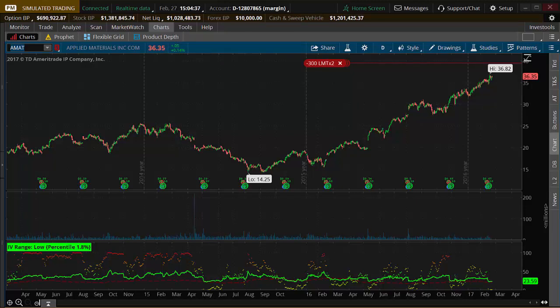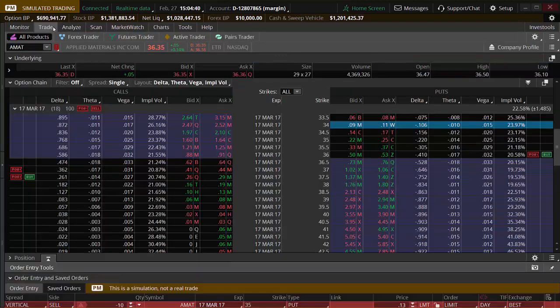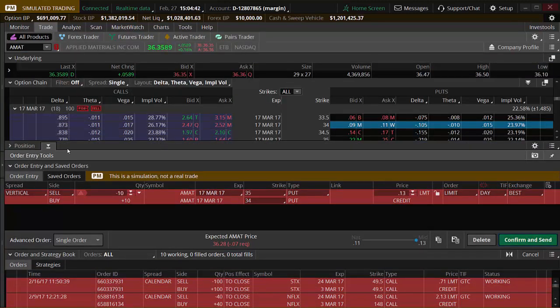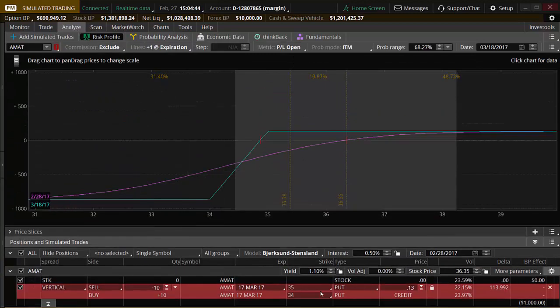I'm going to be using the March expirations, and in this case, I've already set up a trade, and we're going to analyze it. I'm using a 35 strike put expiring on March 17th. That is short, with a long 34 strike put expiring on March 17th. Between the two, that gives us a 13-cent credit, giving us basically an 87-cent margin. Reasonably decent return on investment over the period of time we're going to be doing it.